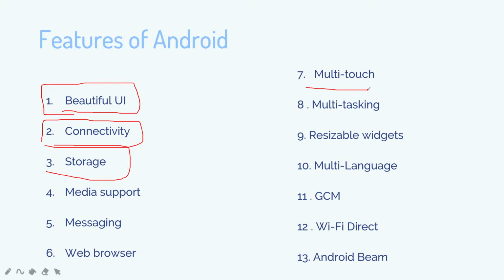Okay, so these are the areas we are focusing on in the future. Resizable widget means if we change our screen orientation, from landscape to horizontal view, it will give a resizable widget. Also multi-language, GCM, Wi-Fi Direct, Android Beam. So these are some of the features.